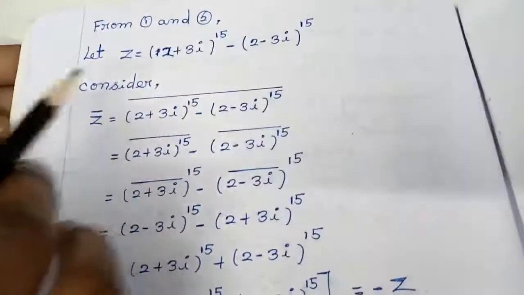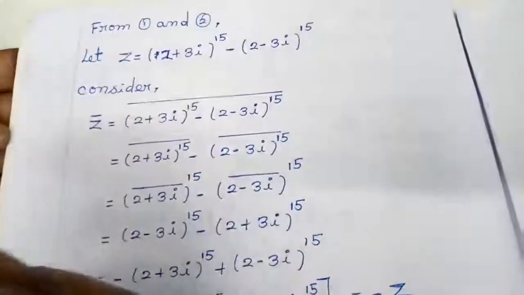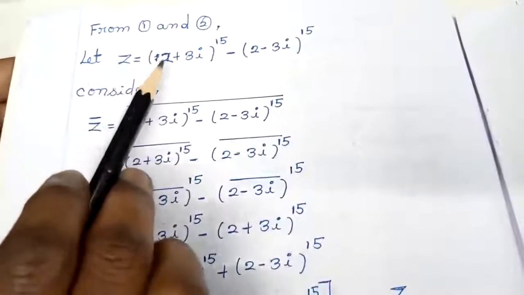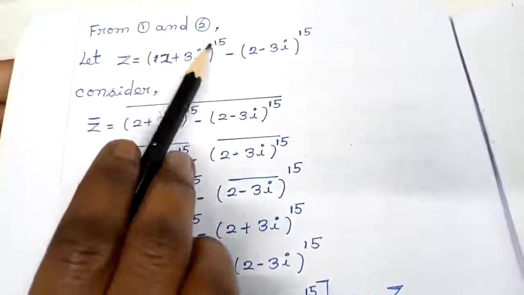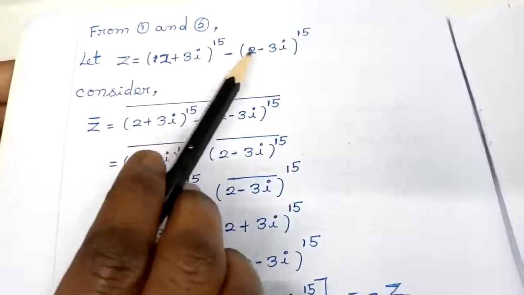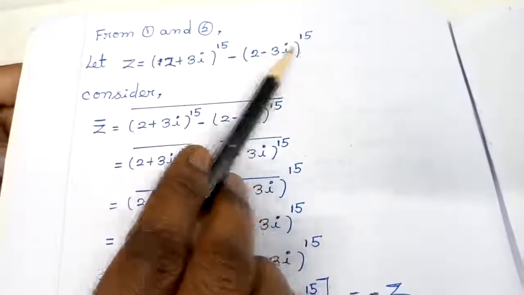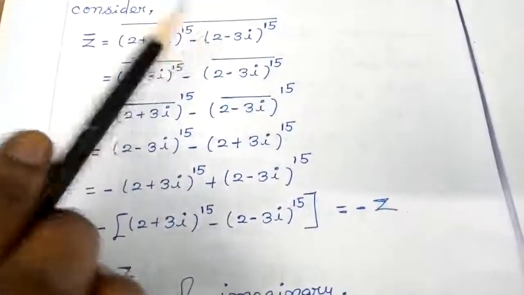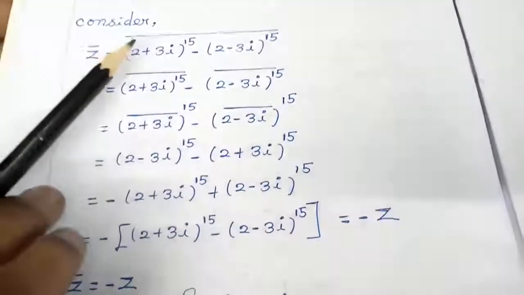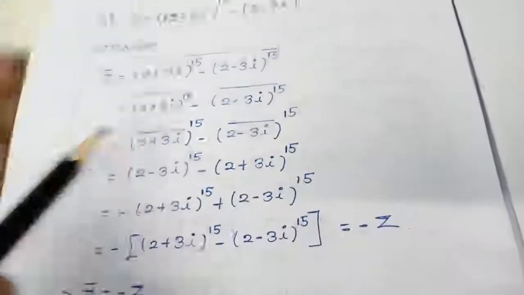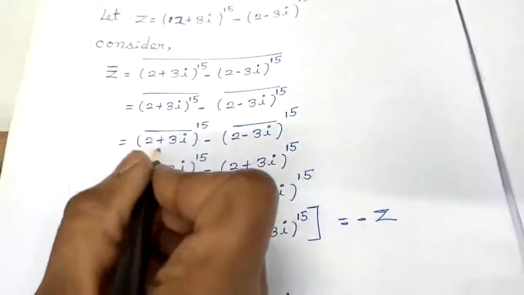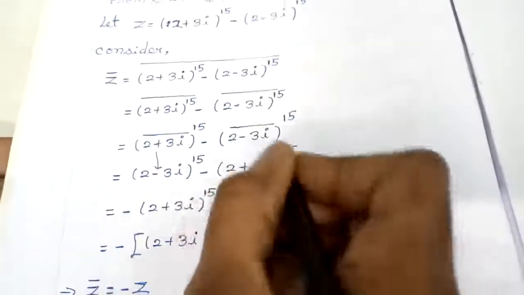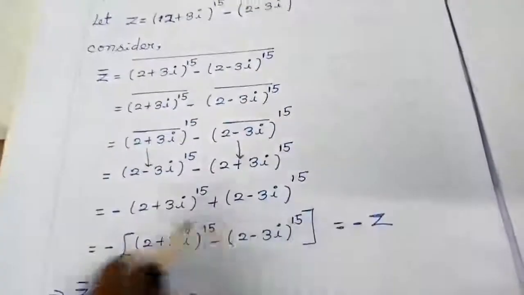From 1 and 2, we are writing the question in this form, students, that is z equal to (2 plus 3i) whole to the power 15 minus (2 minus 3i) whole to the power 15. I am going to start my calculation from z bar. The same way I told you for the first sum, you are going to try the calculation. While I am removing the bar symbol, that is the conjugate symbol, the sign will be changed in the middle. Just check that.